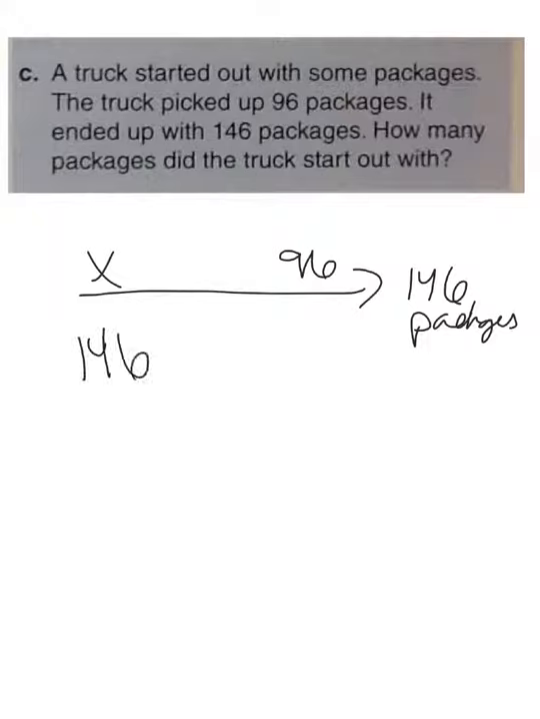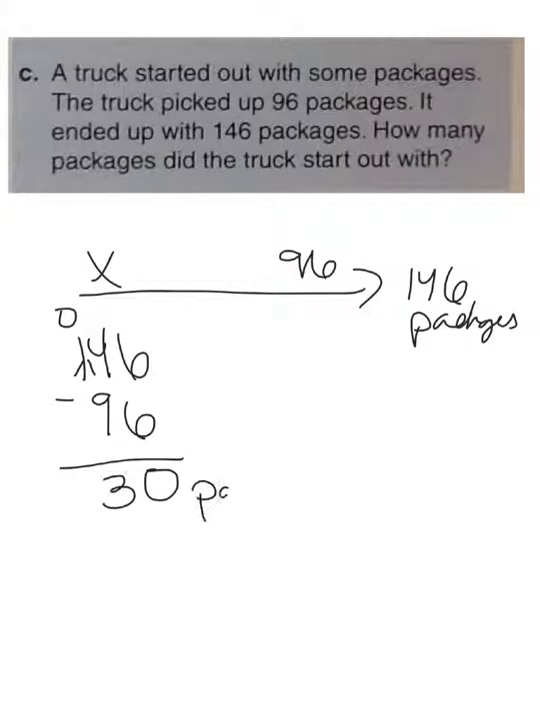So we have 146 minus 96. 6 minus 6 is 0. 4 minus 9, I cannot take 9 away from 4, so I'm going to have to borrow. It becomes 14. 14 minus 9 is 5. So it started with 50 packages.